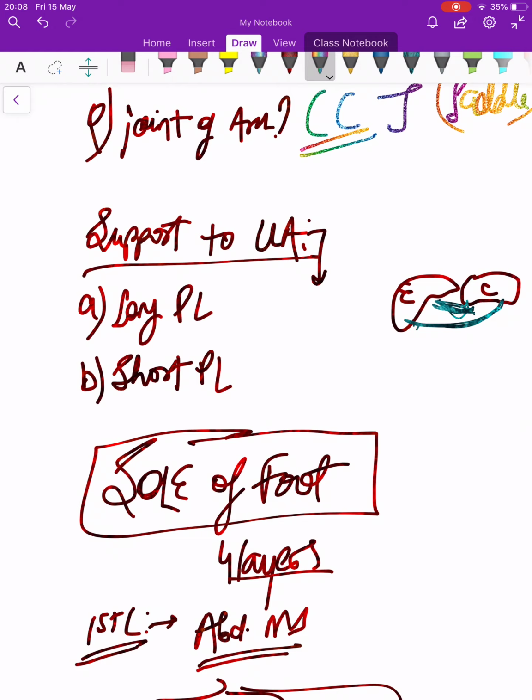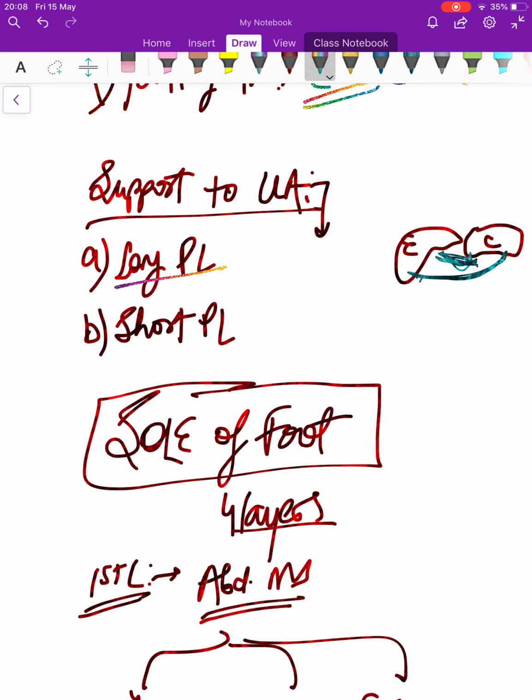Then the support to the lateral longitudinal arch is the long plantar ligament and the short plantar ligament. अब ये क्या होते हैं? ठीक है, these are the calcaneometatarsal ligament.